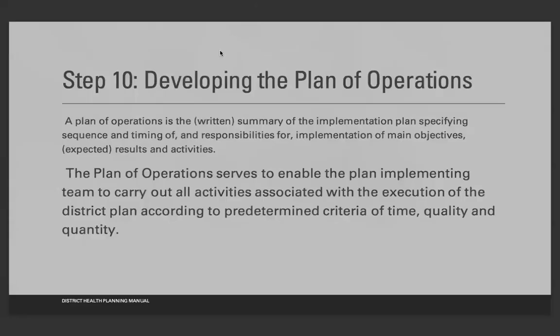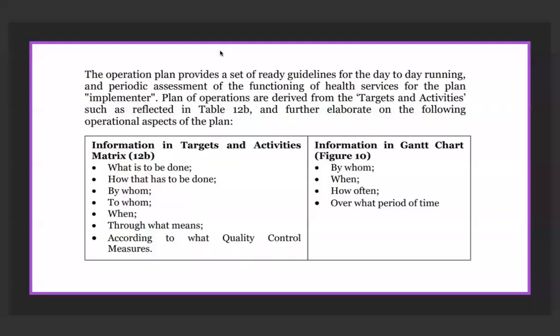Step 10 is developing the plan of operation. A plan of operation is a written summary of the implementation plan specifying the sequence and timing of the responsibilities for implementation of the main objective, expected results, and activities. The plan of operation serves to enable the plan implementing team to carry out all activities associated with the execution of the district plan according to predetermined criteria of time, quality, and quantity.